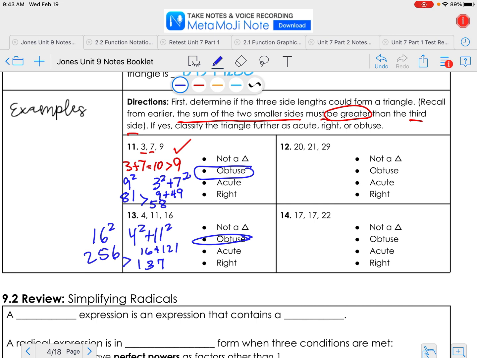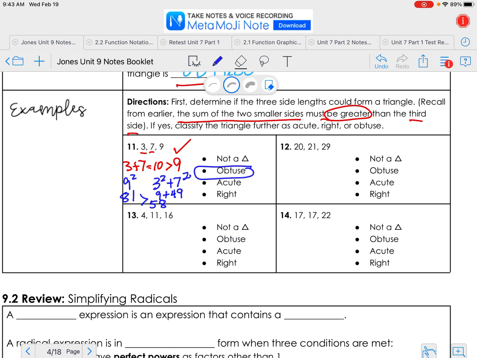Actually, wait a minute. I got distracted. I forgot to check and see if it's a triangle first. 4 squared plus 11 squared. Now I already forgot what I said that was. No. Just give my brain a moment. 4 plus 11 is 15. That's not greater than this, so it's not a triangle. We'll stop there.